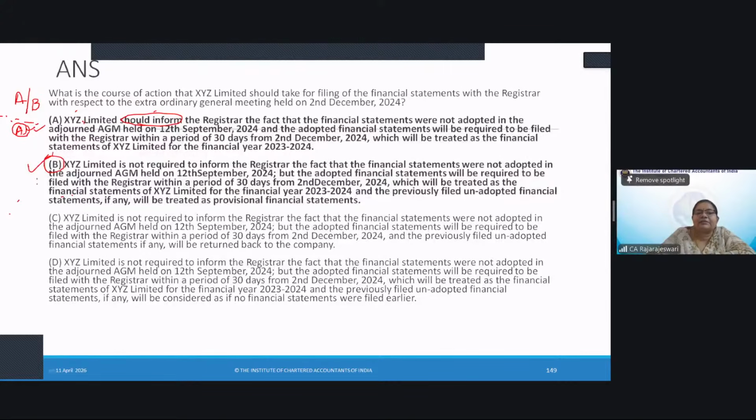For practical purposes, it is only B. C and D will not be there. Definitely, you don't return it. And there is no obligation for the company to inform the registrar as to why it was not adopted and so on.